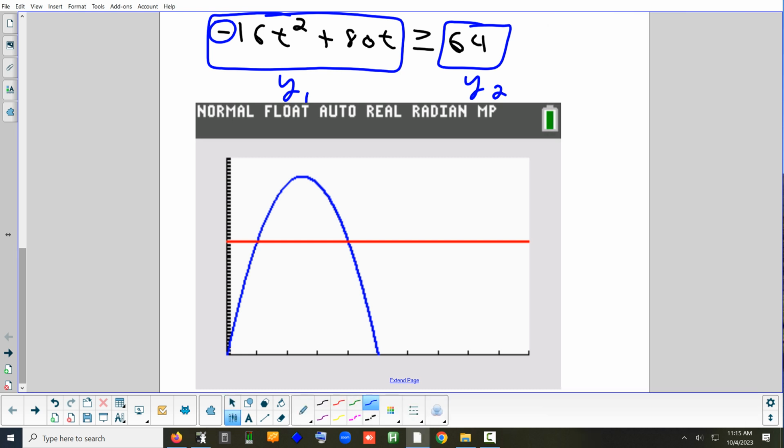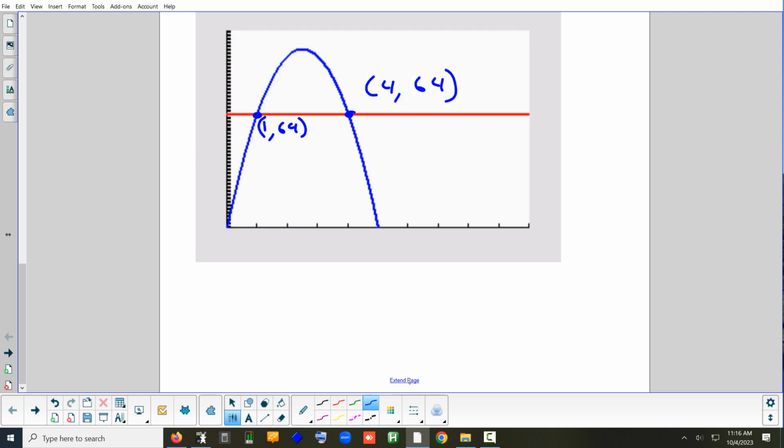The other one's 4. So this point is (1, 64) and this point is (4, 64). So when is the ball above or equal to 64 feet? In between 1 and 4 seconds. In between 1 second and 4 seconds.